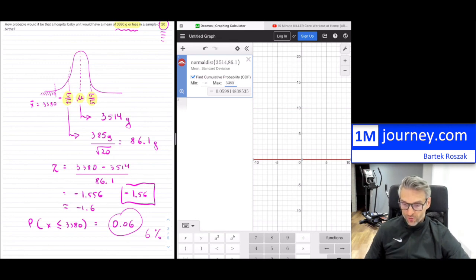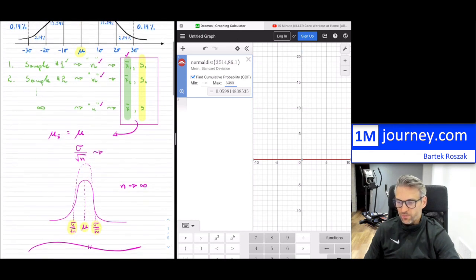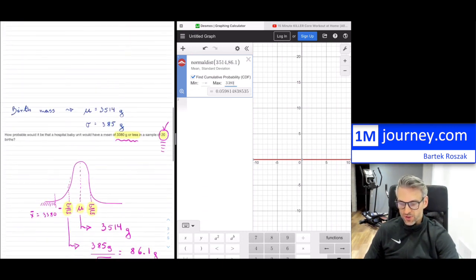So this is really interesting to be able to do. That's what happens when you are doing repeated sampling. So you can find out what your means are, and then you can use that data to solve pretty interesting questions like this: what's the probability of something having a mean in a sample?